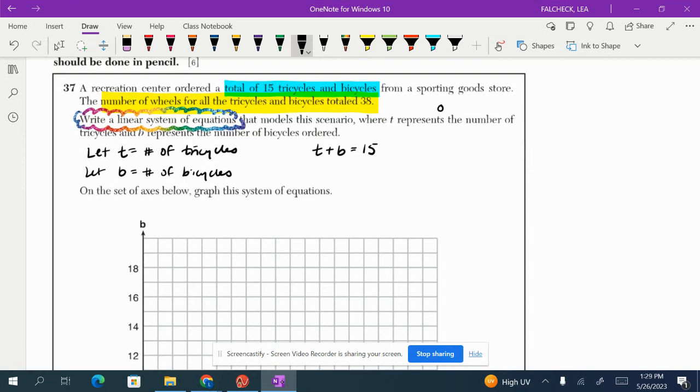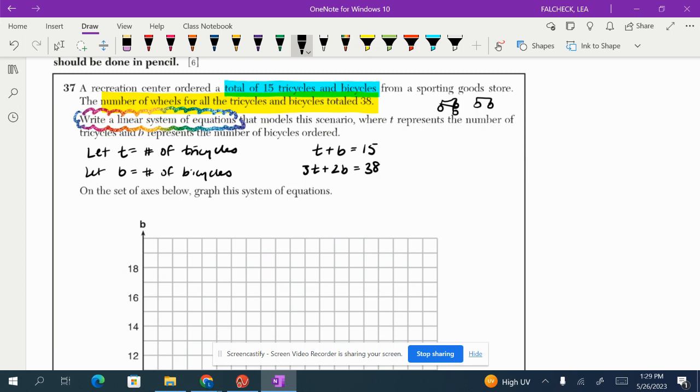A tricycle is going to have one big wheel in the front and then two wheels in the back, right? I don't even know how to draw a tricycle, that looks like a lawnmower or a dog, whatever. And then a bicycle has two wheels. So that also doesn't look like a bicycle, but you get the idea. We have 3 wheels on a tricycle and 2 wheels on a bicycle. Total number of wheels is 38.